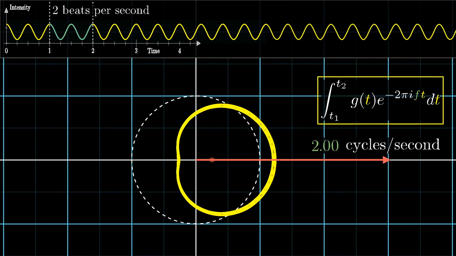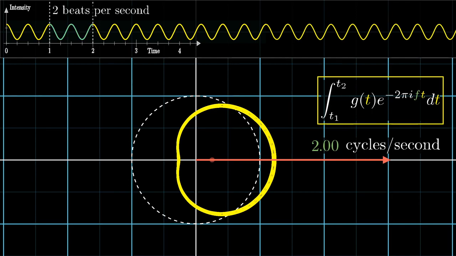For example, what we're looking at right here is how when you have a pure frequency of 2 beats per second and you wind it around the graph at 2 cycles per second, the center of mass stays in the same spot, right? It's just tracing out the same shape. But the longer that signal persists, the larger the value of the Fourier transform at that frequency.